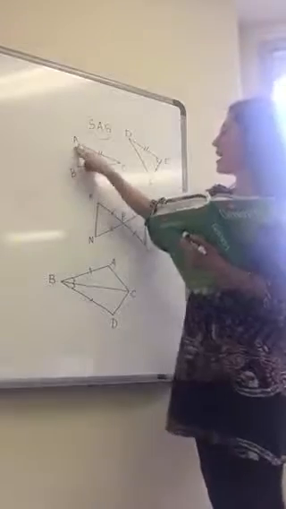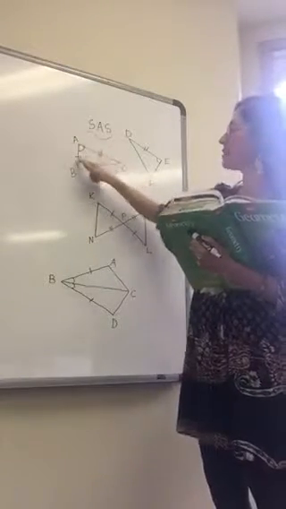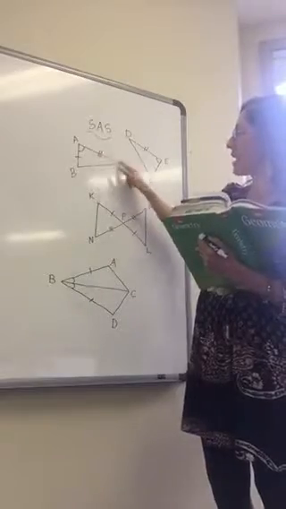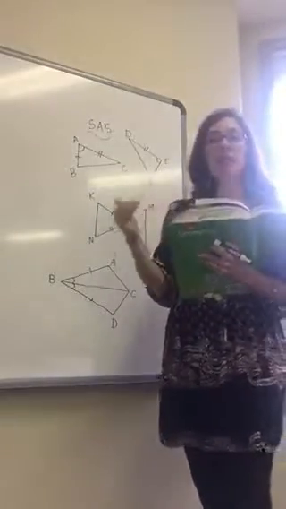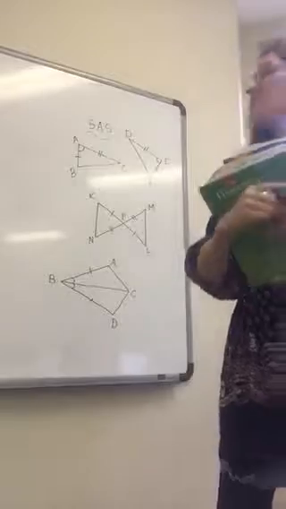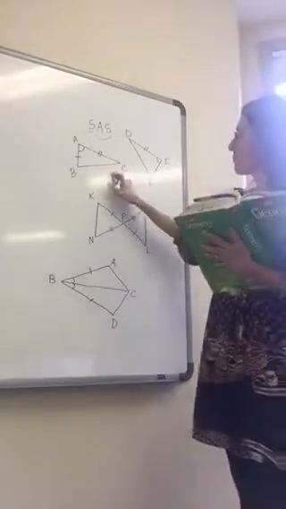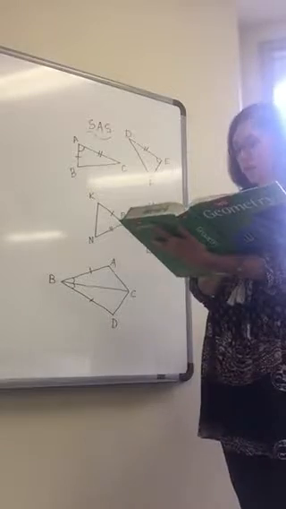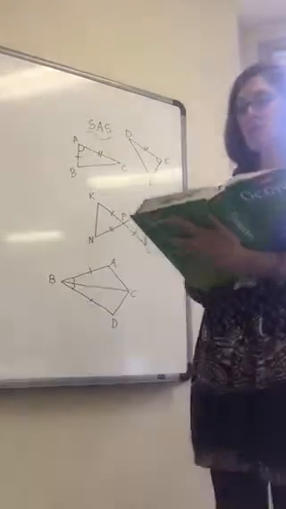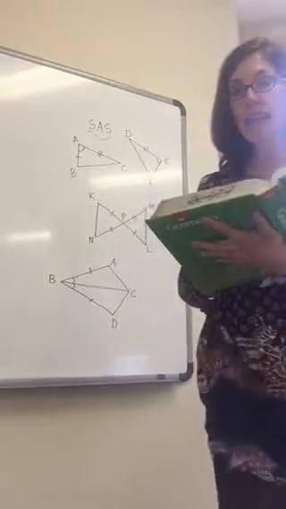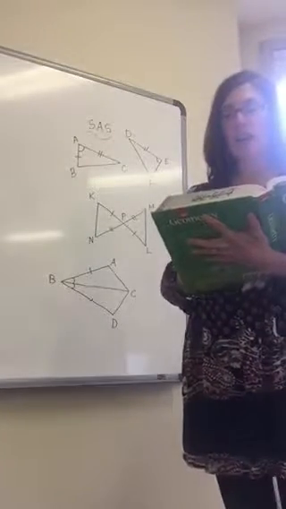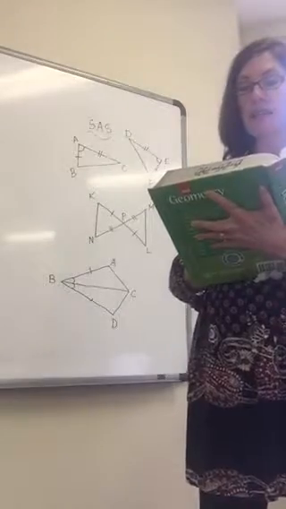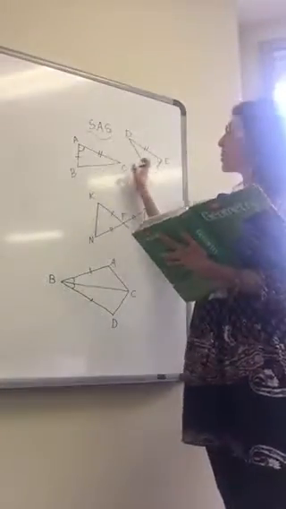So, side, angle, side, or side, angle, side. Or I could do this, side, side, angle, side, or side, angle, side. But they must be right next to each other, must be in order. Okay, so let's see. We are now looking at the top of page 243, and I'm going to read you the postulate. If two sides and the included angle of one triangle are congruent to two sides and the included angle of another triangle, then we can prove those two triangles congruent.